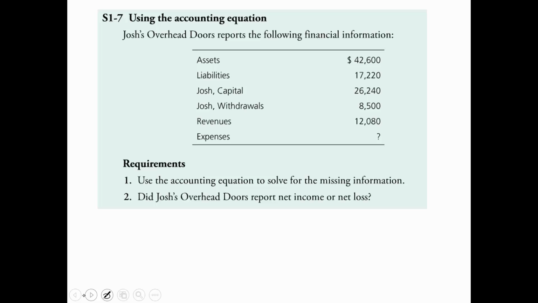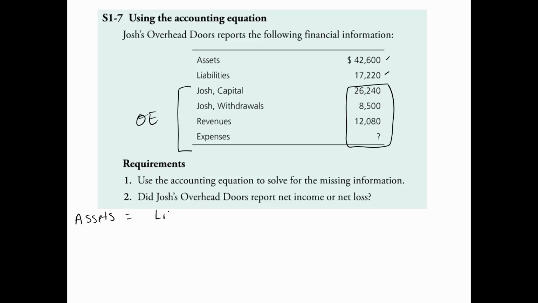Again, we're going to use the accounting equation to solve for the missing information. So here's my assets, here's my liabilities, and all four of these things, capital, withdrawal, revenue, and expenses, are part of my owner's equity. So I'll write the equation. I'm going to be doing the exact same thing I was doing on the last problem, except instead of just writing one thing for owner's equity, I'm going to write the four separate parts. So it'll be assets equal liabilities plus capital minus withdrawals plus revenue minus expenses. And these four things here are the owner's equity.